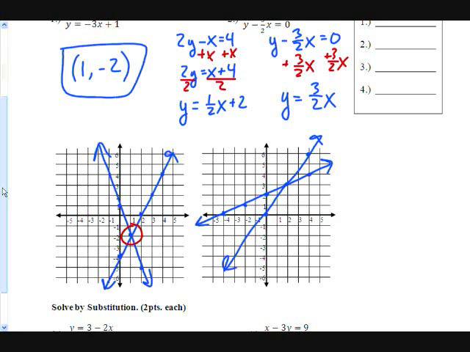It looks like they intersect right here at the ordered pair (2, 3), which once again is telling me that x equals 2 and y equals 3. I've solved for both variables, and I'm just going to leave it as an ordered pair.